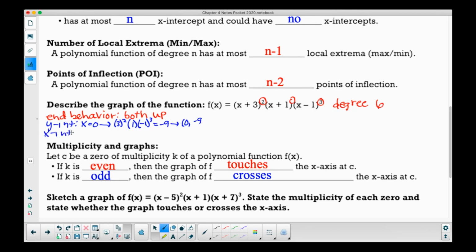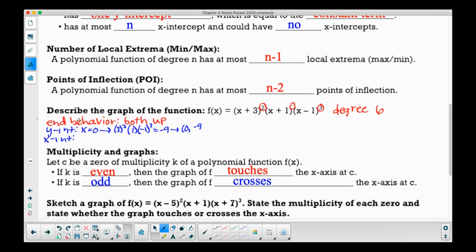So our y-intercept is (0, -9). And then x-intercepts, at most we will have 6, but by how this is listed, we only have 3 because this is in factored form. So we have an x-intercept at -3, an x-intercept at -1, and an x-intercept at 1. So our x-intercepts are (-3, 0), (-1, 0), and (1, 0). If it's in factored form, that's how you can tell what your x-intercepts are.